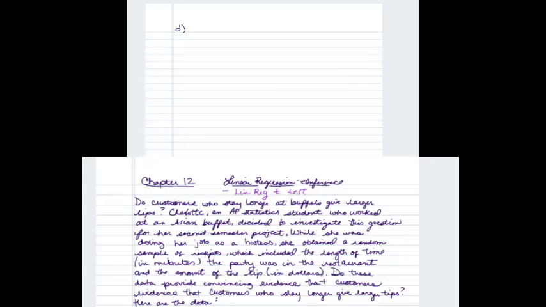As a continuation to the problem with Charlotte and her second semester project, where the length of time in minutes related to the tip in dollars, and to see whether there was convincing evidence that the customers who stay longer give larger tips. Let's take a minute and try a confidence interval. So let's construct a 90% confidence interval for Charlotte's tip problem.